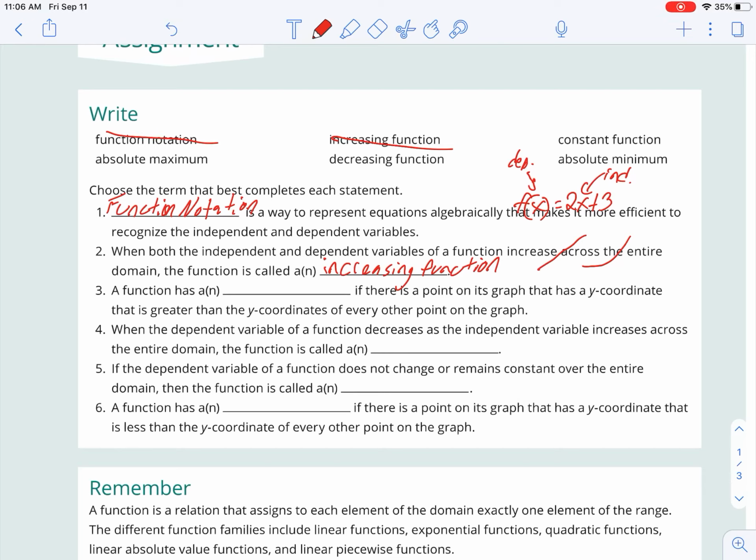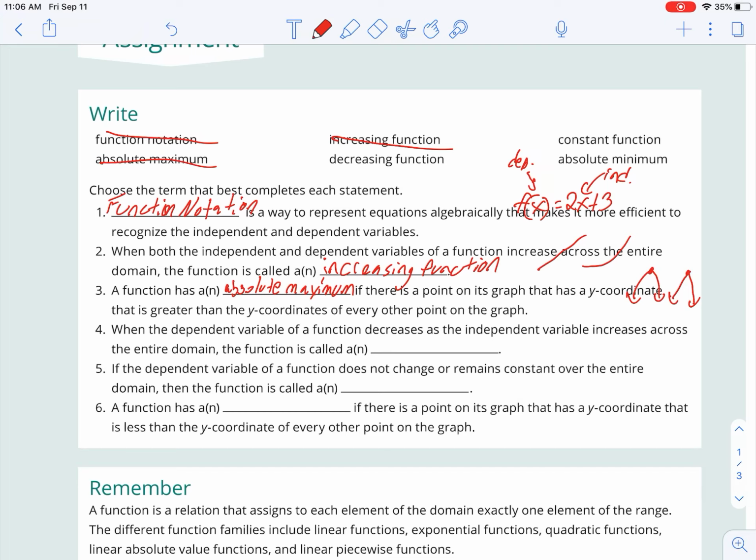A function has a blank if there's a point on its graph that has a y-coordinate that is greater than the y-coordinates of any other point on that graph. So it's greater than everything. That is called a maximum, an absolute, more specifically, maximum. What that would look like is where you'd have a graph that looks like this, maybe an absolute value like that. These are maximums up here. There's a whole bunch of other examples.